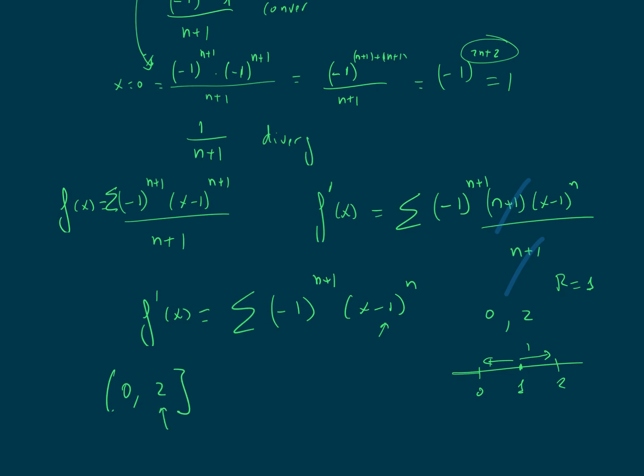So when x equals 2, what will happen? 2 minus 1 is 1, and 1 to the n is 1. So it is the alternating series (−1)^(n+1), which will diverge. So the derivative will converge on the interval (0, 2). At 2 it will not converge, because when you plug in 2, 2 minus 1 is 1, 1 to the n is 1, and it will be the alternating series −1 plus 1, minus 1 plus 1. The sum will not converge to any number.